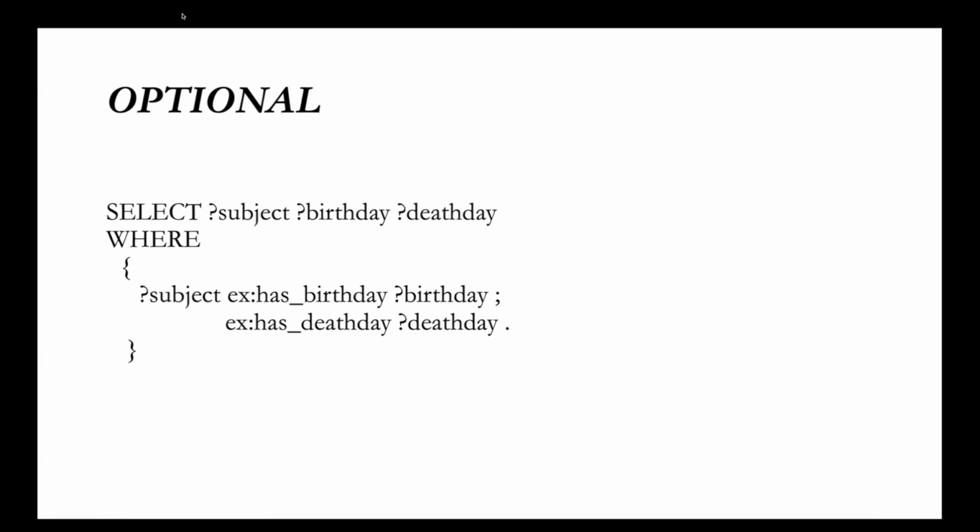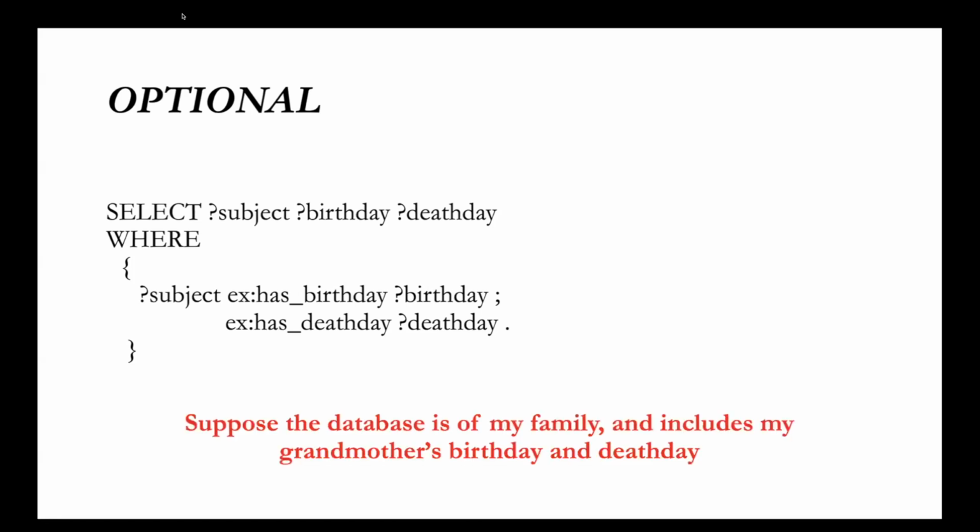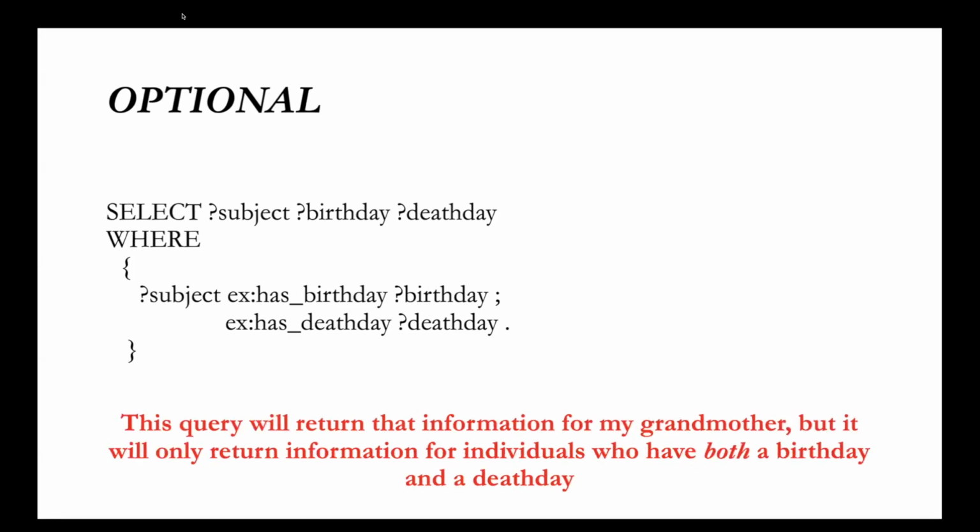But think about what I just said. The subject has both of these, both death day and birthday. That's what I'm trying to query. It's a graph that looks like that. It's a single thing that points to a birthday and death day. Anything that doesn't have both gets lost. Suppose the database is of my family and includes my grandmother's birthday and death day. She will be returned. But it will only return information for individuals that have both birthdays and death days.